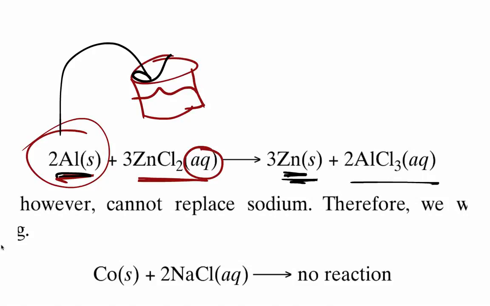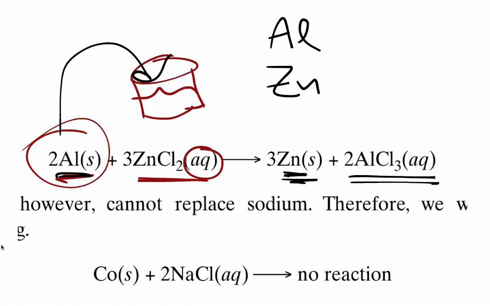And notice we make zinc, and then aluminum chloride goes into the solution. So the aluminum has replaced the zinc. This is a single replacement reaction. If we were putting together a reactivity series, aluminum would be more reactive than zinc. Aluminum would be above zinc in our reactivity series.